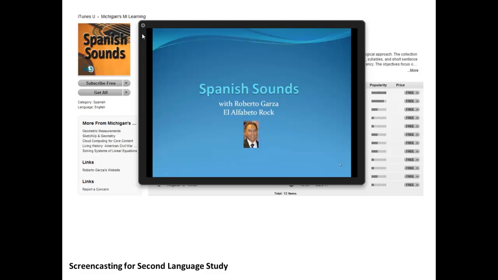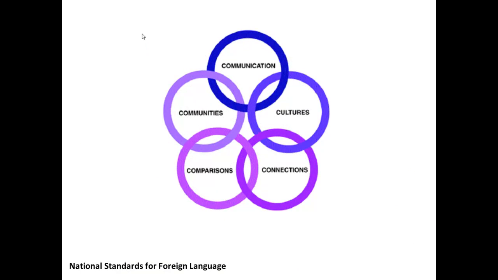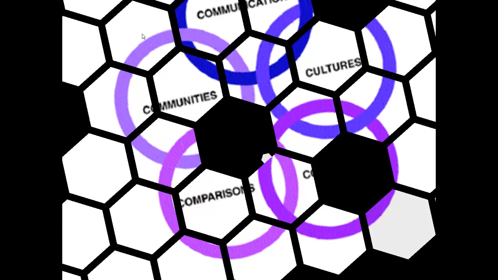The first session I attended at Screencast Camp was Screencasting for Second Language Study by Roberto Garza, and he showed us his resources that are on iTunes U under the Michigan's MI Learning tab, and I highly recommend that everyone go and check out his resources that he's posted there. Another thing that he mentioned during his session is the national standards for foreign language, which are communication, cultures, connections, comparisons, and communities. And I hope to integrate these standards into my own class in the upcoming semester.